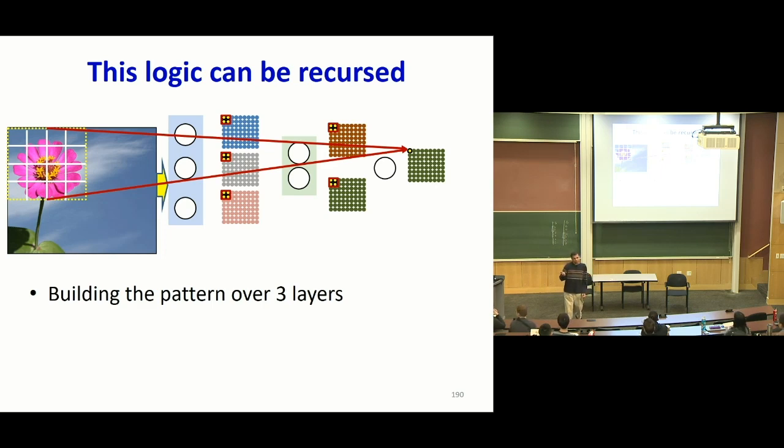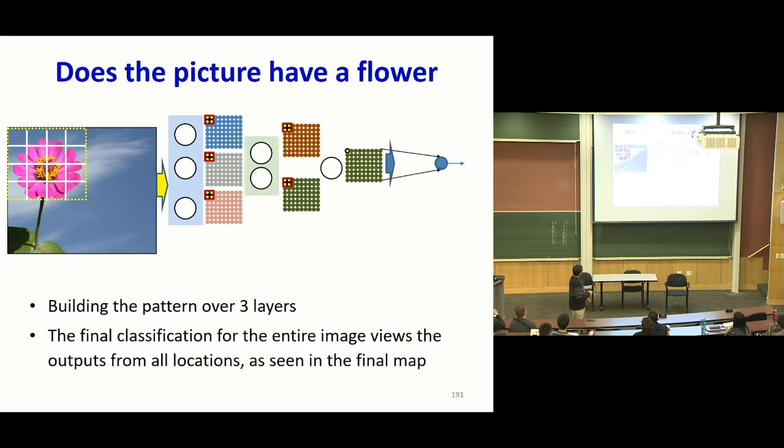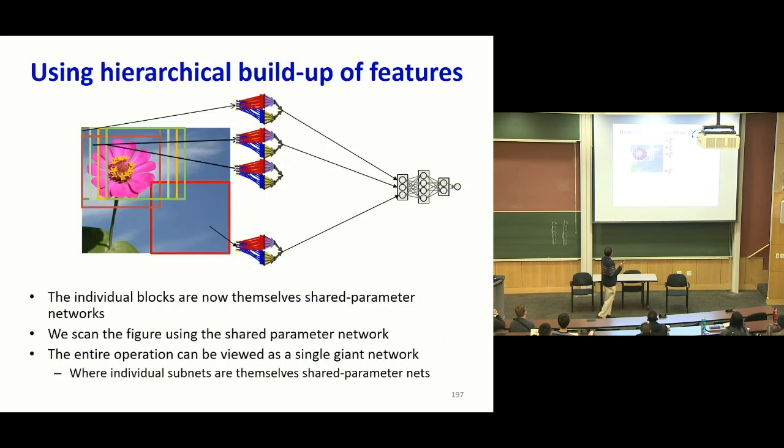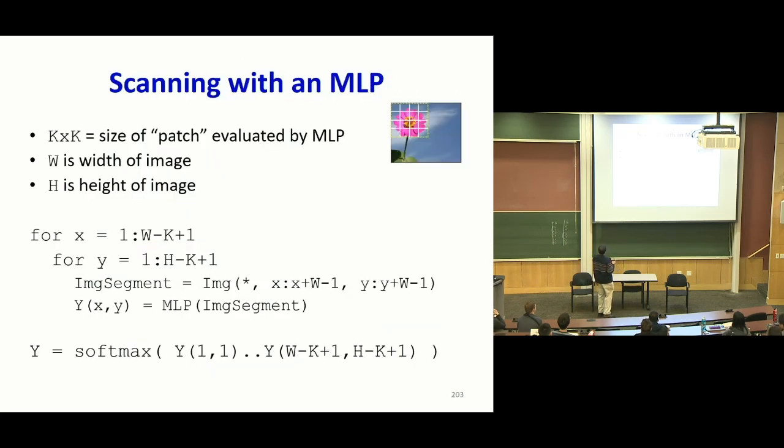And so now this one dot is actually going to scan the entire image, that entire block. And the final classification, of course, is going to be looking at this entire lot and putting it through a softmax or a max or an MLP. So again, this is still just one giant shared parameter network. No matter how I'm scanning, the basic fact that scanning and combining the outputs is still just one giant shared parameter network doesn't really change. So the entire operation can be viewed as a single giant network, but the individual networks are shared parameter sets.